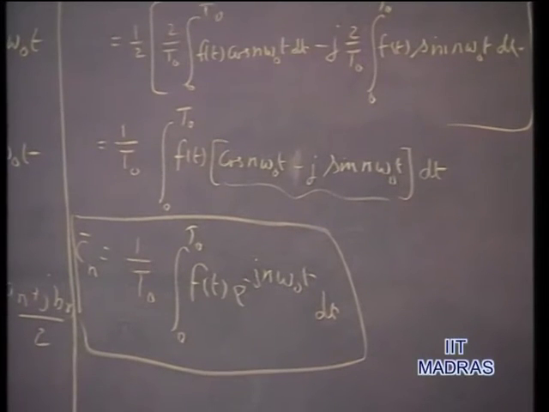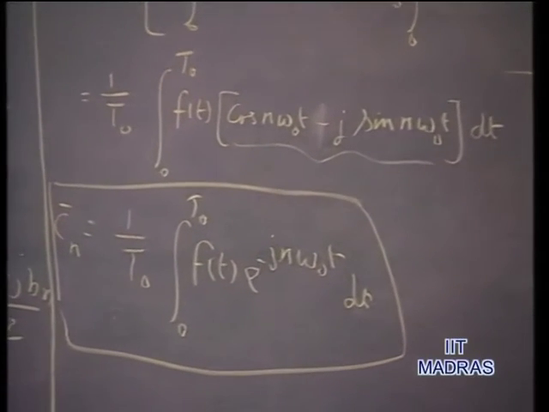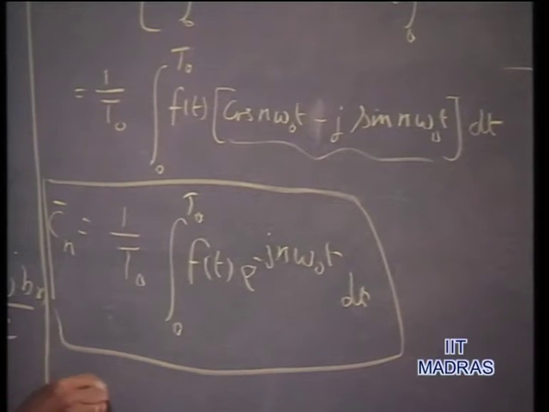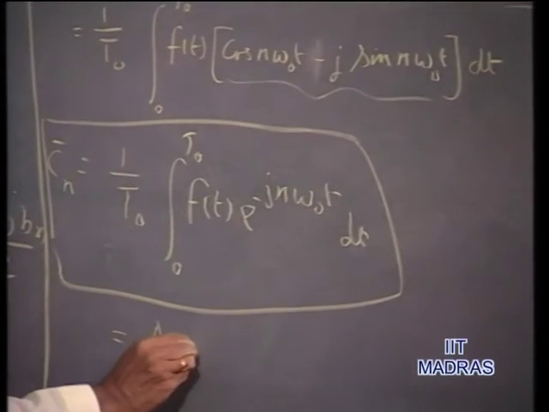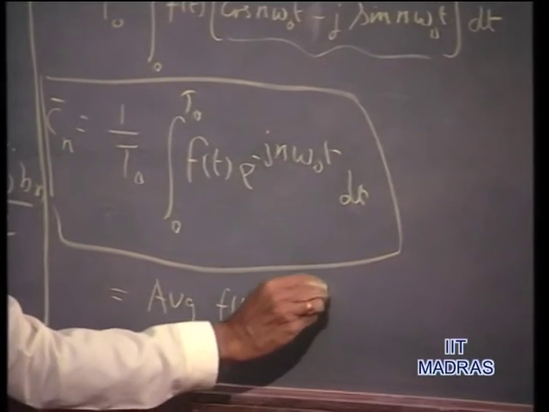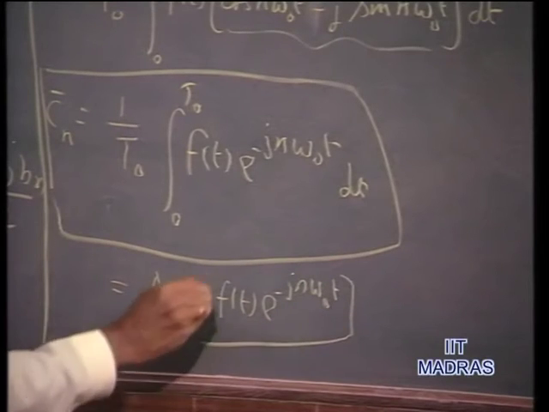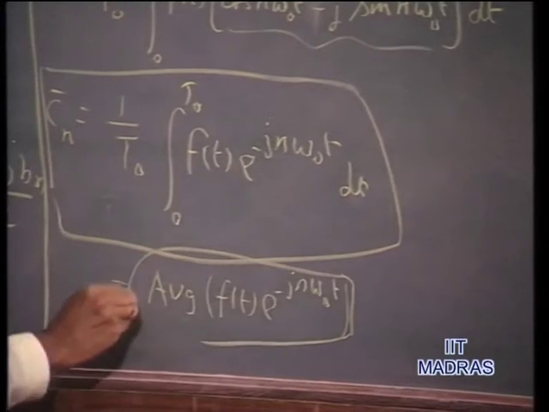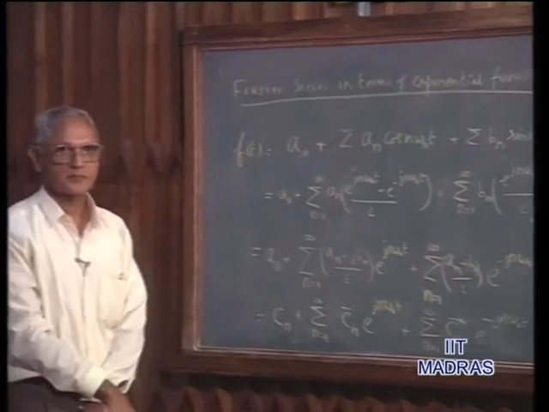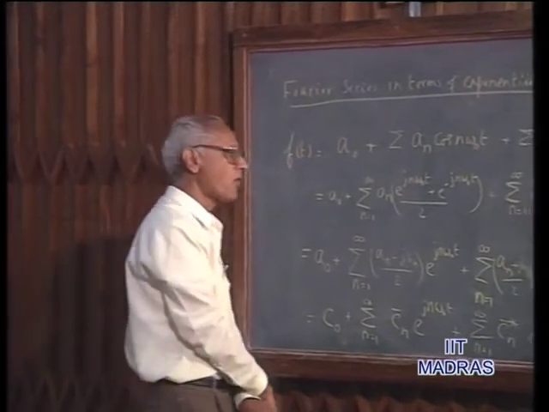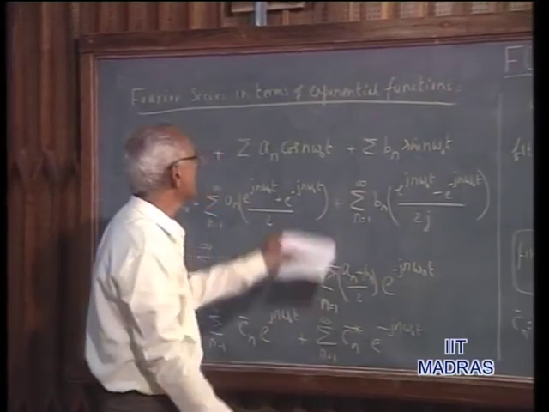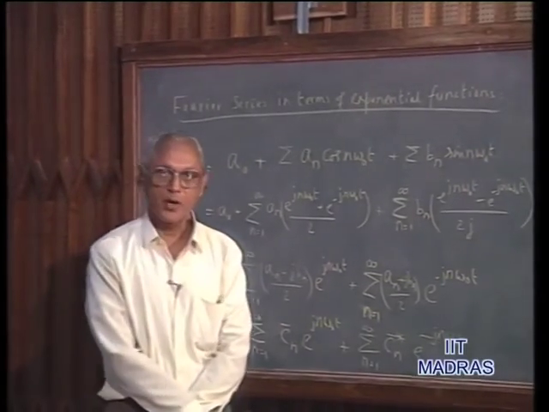So the integral that needs to be carried out to evaluate Cn is like this. This is really the average of f of t multiplied by e to the power of minus j n omega naught t. What do we observe here? And what are the merits of this exponential function, the exponential form of the Fourier series?